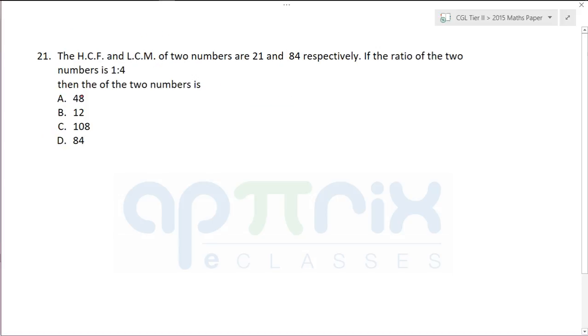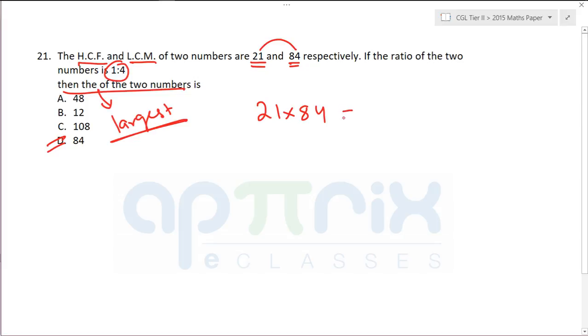Fine. Question number 21 now is saying HCF and LCM of 2 numbers are 21 and 84 respectively. If the ratio of the 2 numbers is 1:4, then the largest of the 2 numbers, this term is missing. By looking at the options, it should be largest. Alright, so you can clearly see the answer here is 84 itself. How did I do that? I know that LCM into HCF is nothing but the product of the numbers. I hope you all know this property, that LCM into HCF is nothing but the product of numbers.